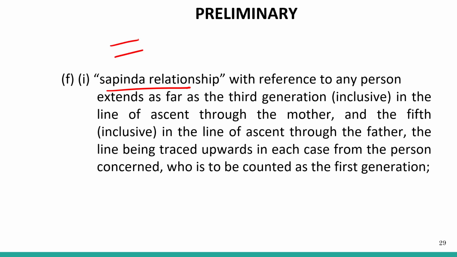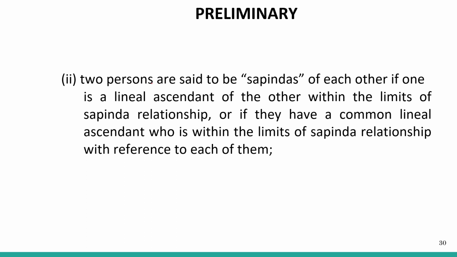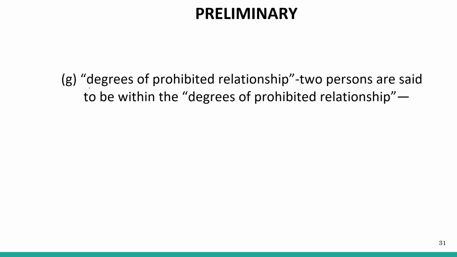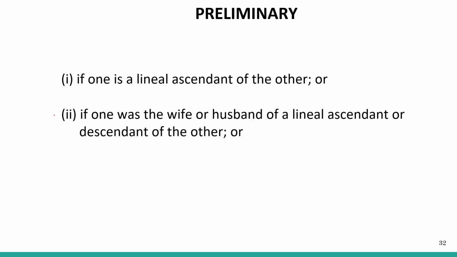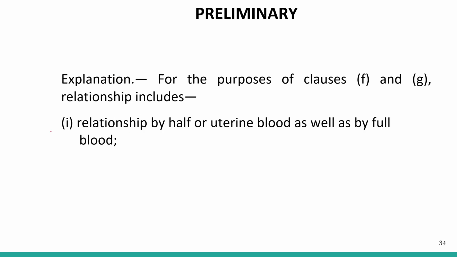We have discussed the 3 generations on the mother's side and 5 generations of ancestors on the father's side, and how if anybody is related through this particular line of ascent to a person who is considered the first generation, then that marriage cannot take place, because they are within sapinda relationship. If they are sapindas in line of ascent, then they are not supposed to get married. Degrees of prohibited relationship: if they fall within the prohibited degrees, you are not supposed to marry that person, because that marriage will not be considered a valid marriage.